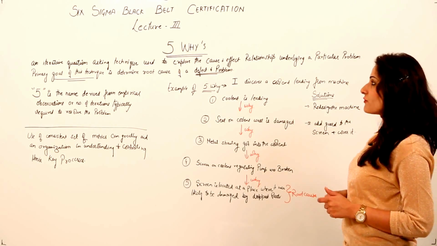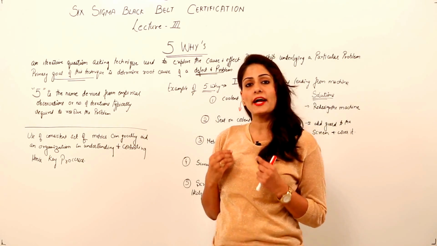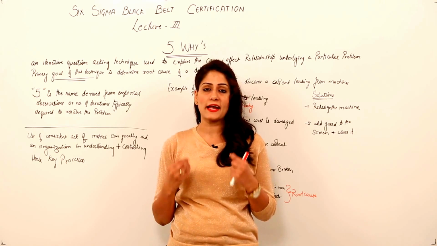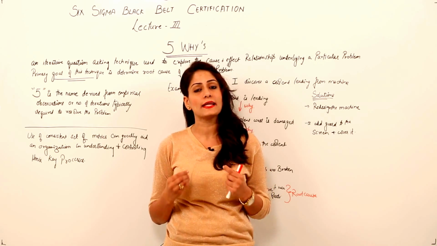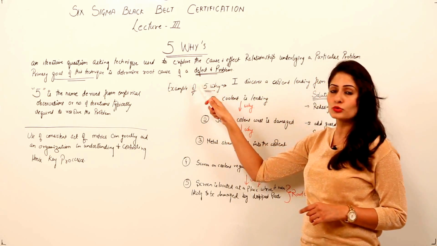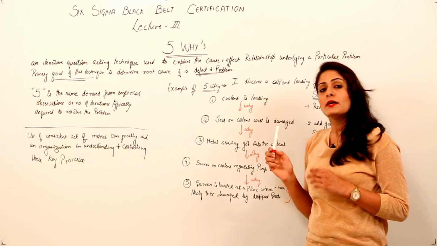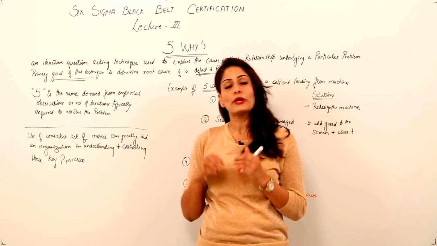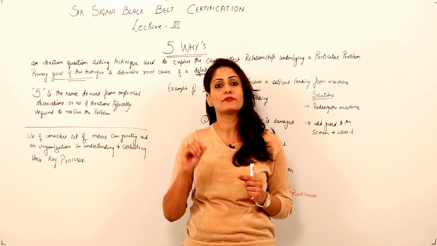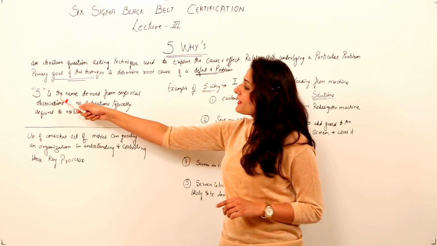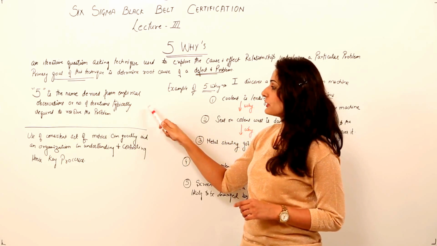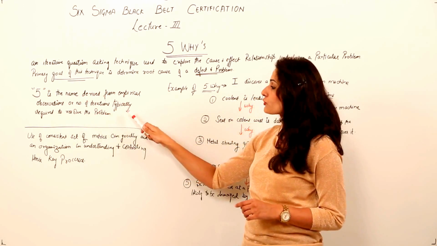Let's take on 5 whys. 5 why is an iterative question asking technique which is used to explore the cause and effect relationship underlying any particular problem. The primary goal of this technique is to determine the root cause of a defect or a problem. This means that by using this technique, we can exactly find out what is the root cause and what exactly is the element which is causing the problem. The 5 is derived from empirical observation of the number of iterations typically required to resolve the problem.